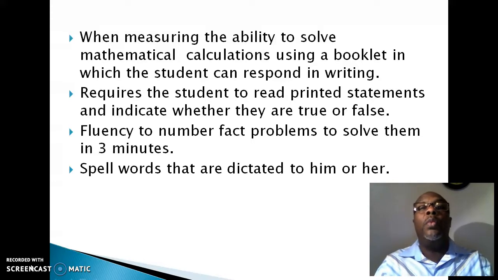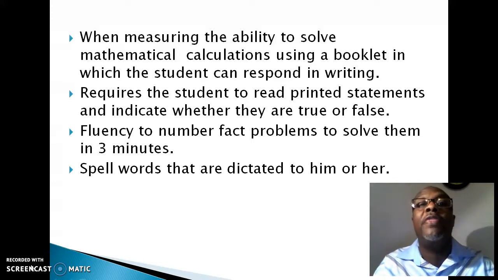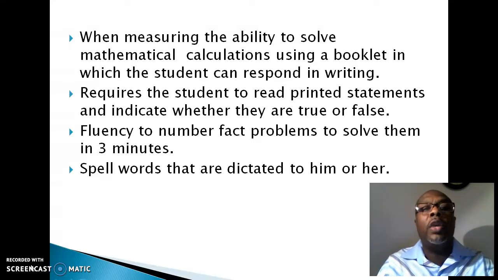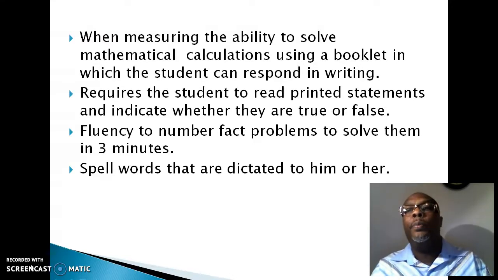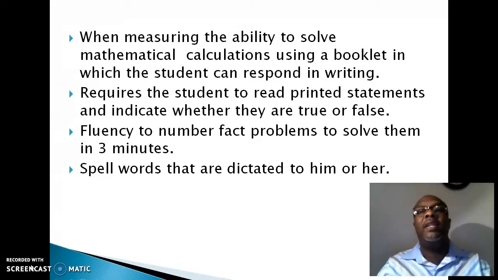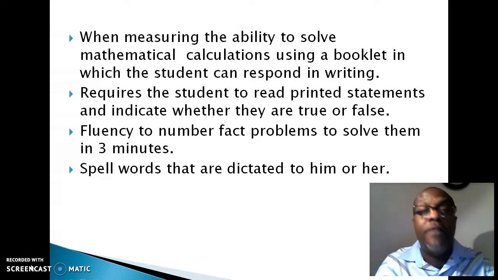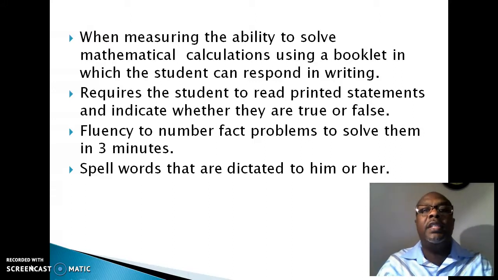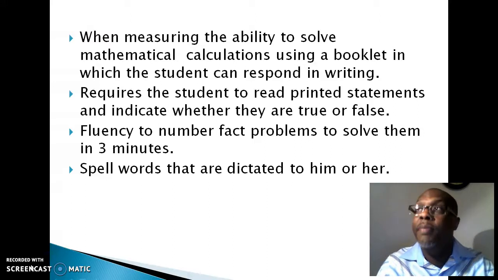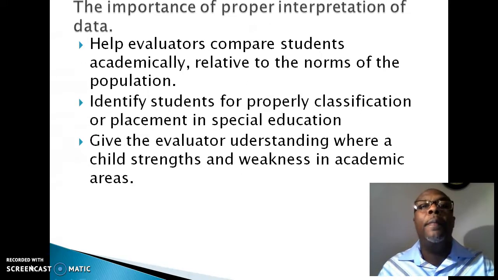need to be measured in the ability to solve mathematical calculations using a booklet which the students can respond to in writing. We're requiring the students to read printed statements and indicate whether they are true or false. Fluency: number facts problems to solve them in 3 minutes. Spell words that are dictated to him or her.